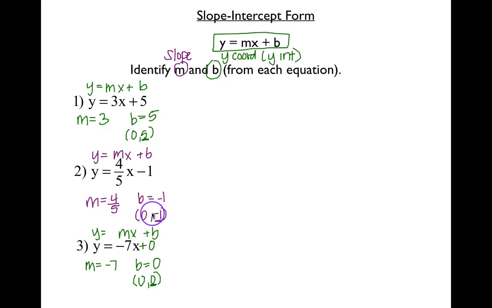Notice that every single time, my y-intercept had to have an x equals 0. But all they're really asking for is m and b. So this is all they're asking for.